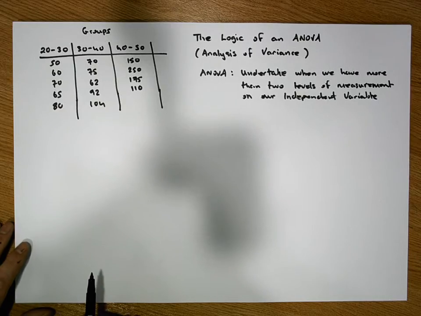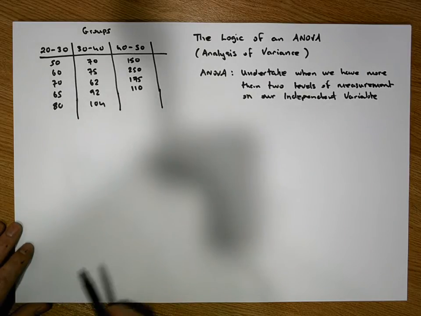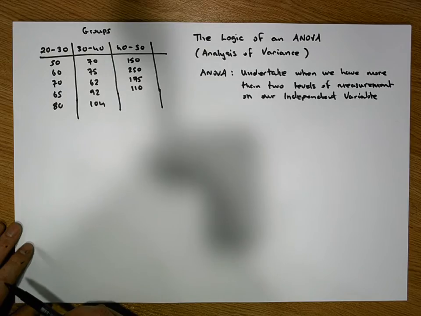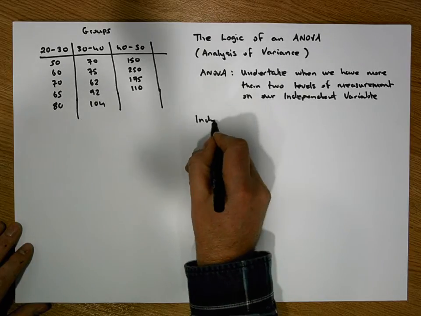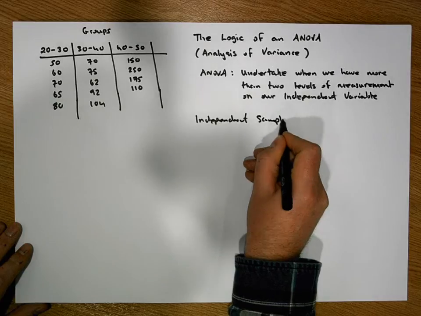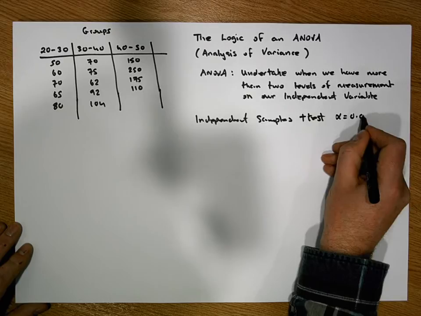Now you might ask, if I want to find out whether there are differences between groups, why don't I just run a number of independent samples t-tests? There's a reason why we don't, and it has to do with the significance level associated with each test. Let's say the t-tests are being conducted with an alpha value of 0.05.